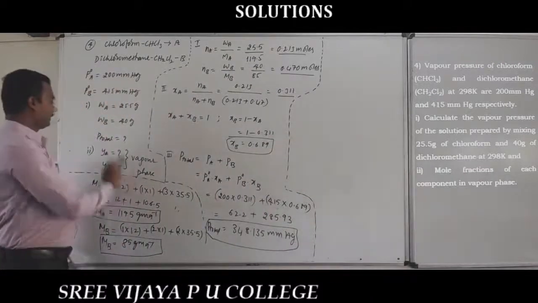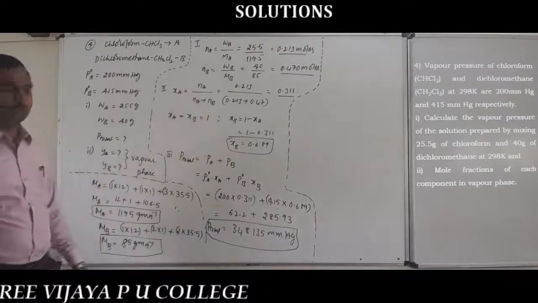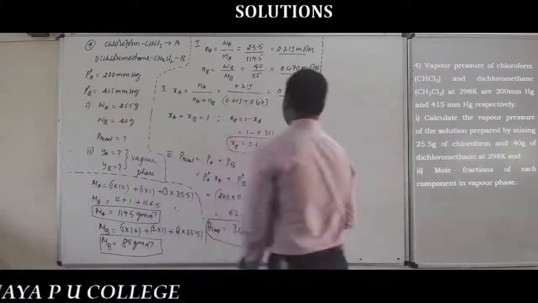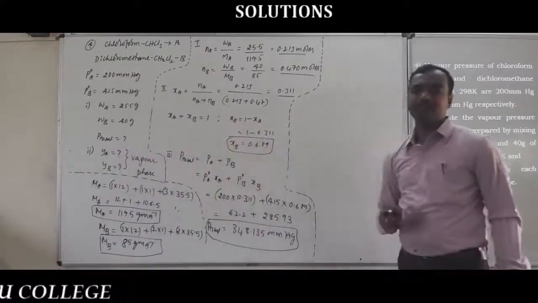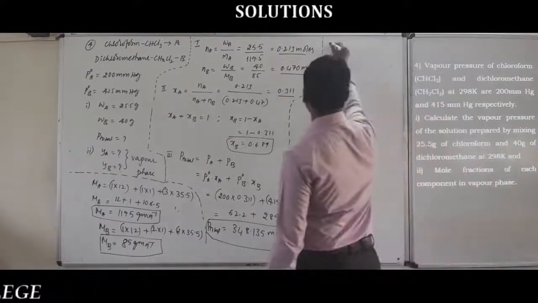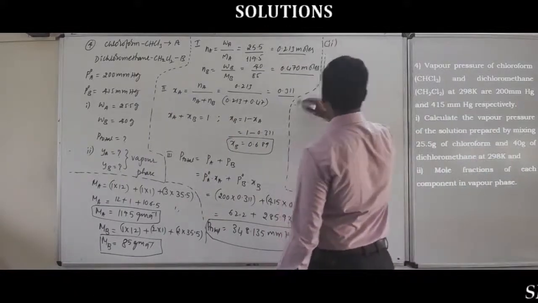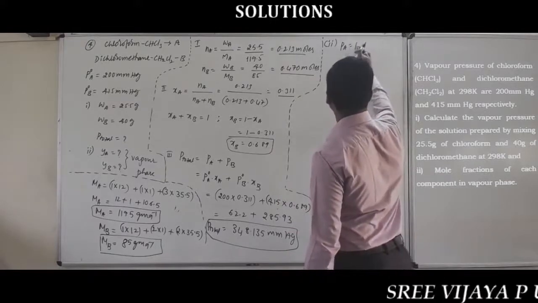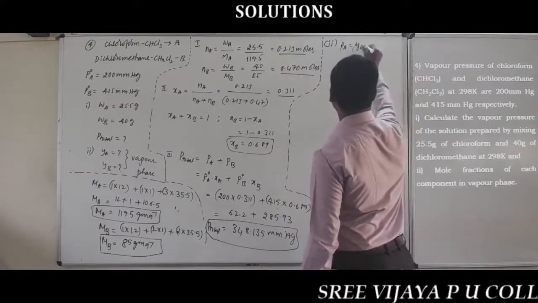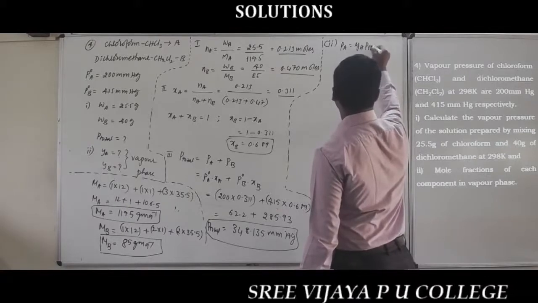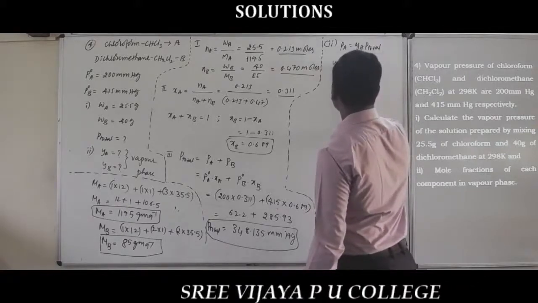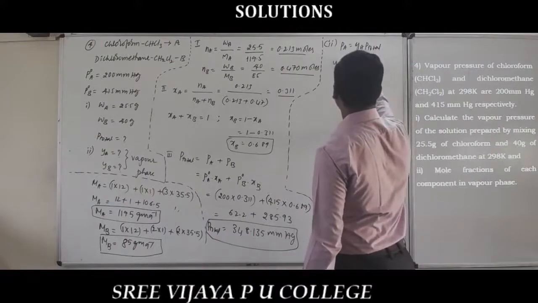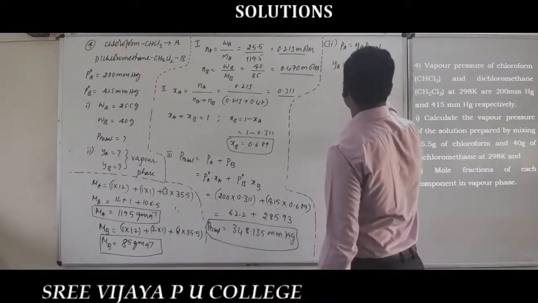Next, you have to calculate YA and YB. That is the vapor mole fraction of component A and B in the vapor phase. So that is the second thing to calculate. Initially, PA is equal to YA into P total. Therefore, YA is equal to PA divided by P total.